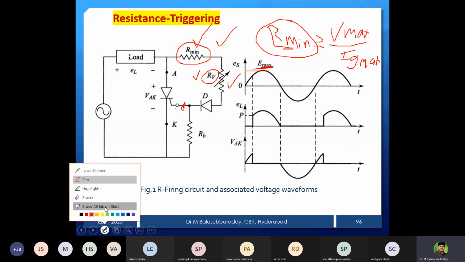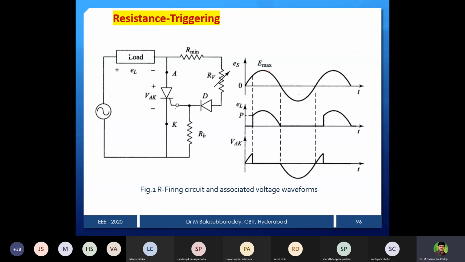And one more problem you can see here: the voltage magnitude after 90 degrees repeats the same, so these voltages are equal to these voltages. That is the reason the device will not be fired after 90 degrees. This control range is only 0 to 90 degrees of alpha. Why? Because this instant is the same as this instant, so this magnitude and this magnitude are the same. That is the reason it can be controlled only up to the 90 degree instant.